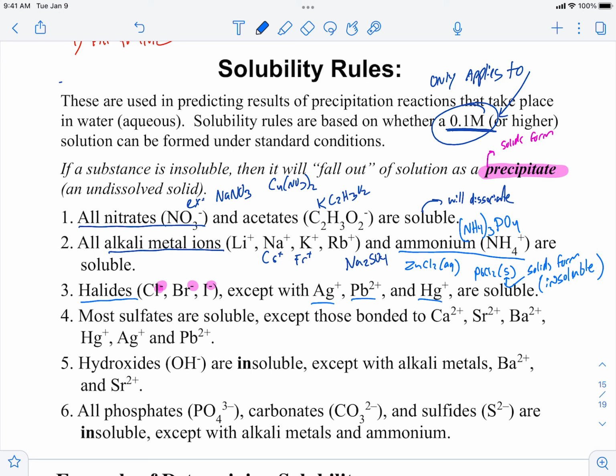That can be kind of confusing because you almost think that S would mean soluble, but it doesn't. S means solid. AQ means soluble.